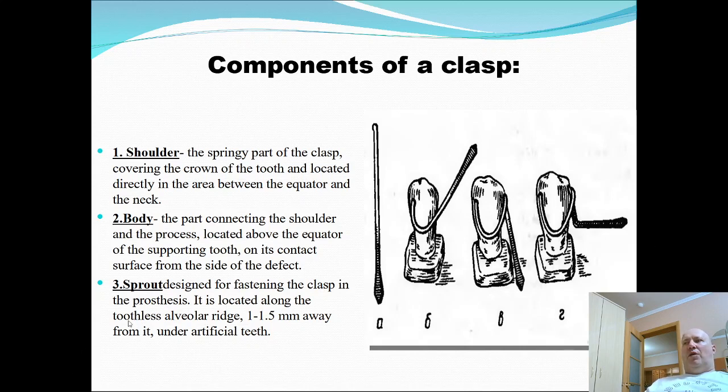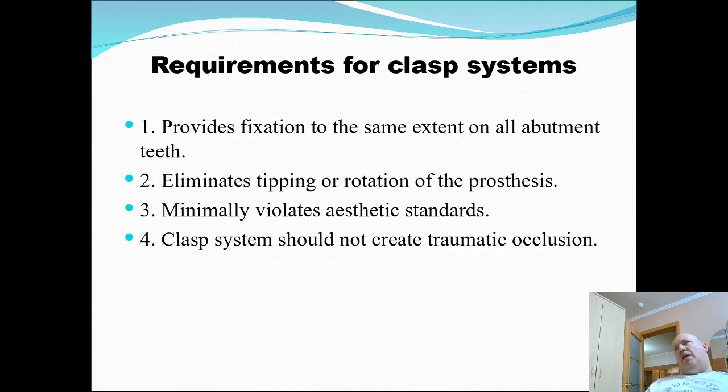It's located along the toothless alveolar ridge, 1.5 millimeters away from it, under artificial teeth. In your practical classes, you will try to make this one. It's no problem. You will try one time, two times, three times, and I think you will be successful in it. Then, requirements for clasp systems.